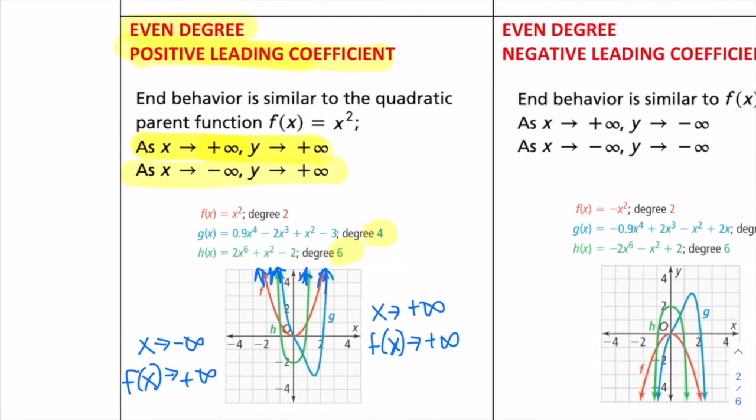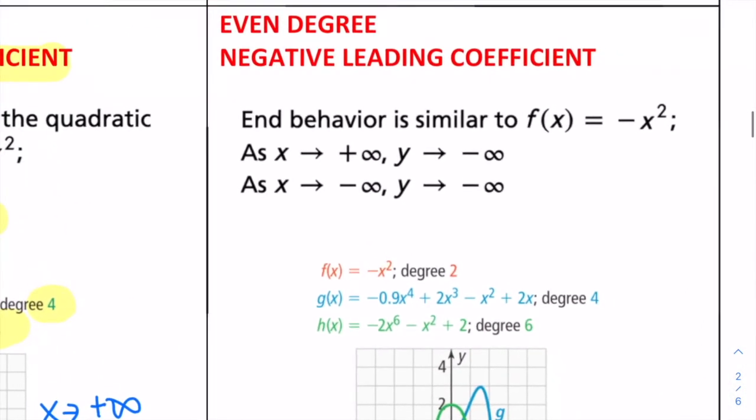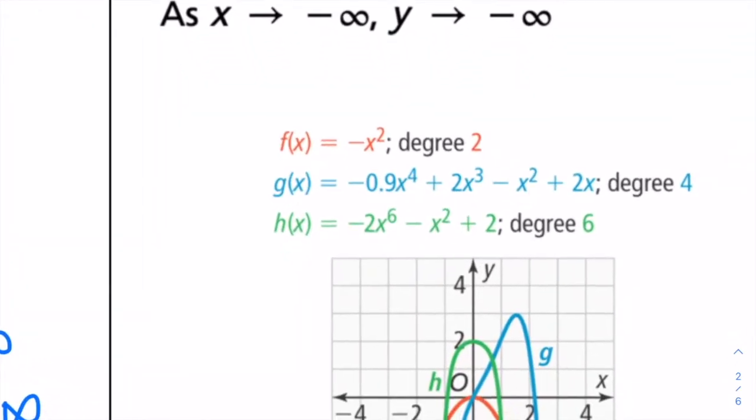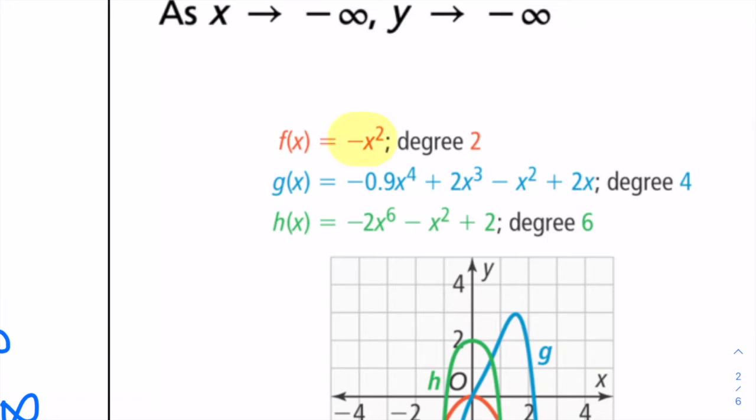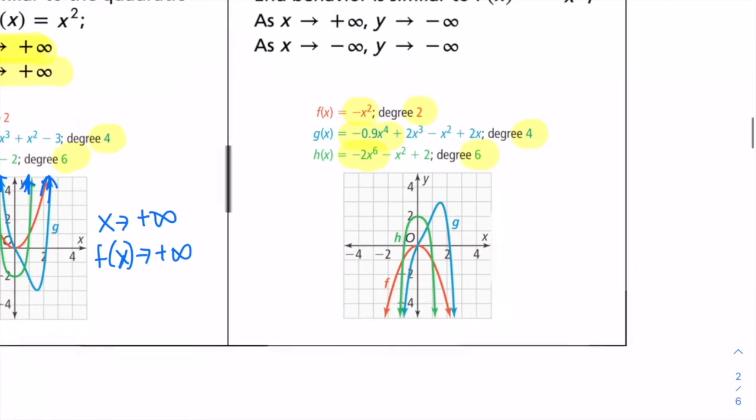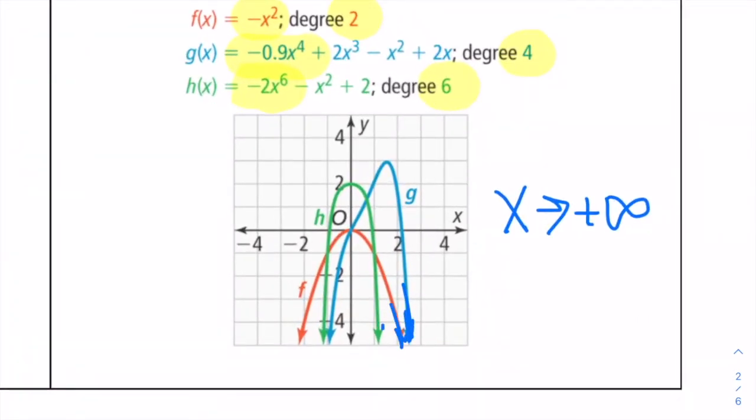Well, the last scenario is when we have an even degree and a negative leading coefficient. So you can see you have a -1 right there, still degree 2, you have a -0.9, it's still an even degree, and a -2, that's a negative, but still an even degree. We're looking at exponents. Well, look at these functions as x approaches positive infinity, as we go to the right, all of these arrows are pointing down. The y, or the f of x, is going towards negative infinity.